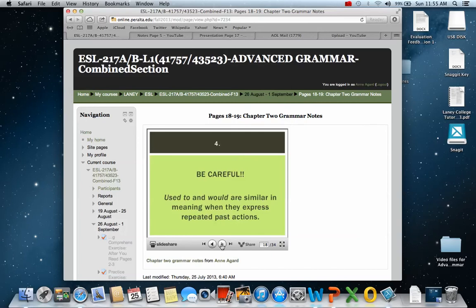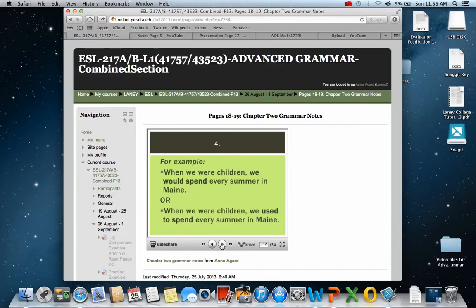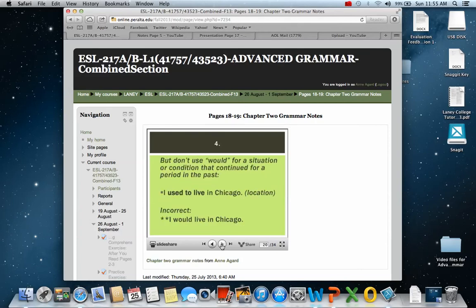Okay, and we've talked about this before in another teacher talk. You have to be careful that used to and would are similar in meaning when they express repeated past actions. So you can say, for example, when we were children, we would spend every summer in Maine, or when we were children, we used to spend every summer in Maine. Those two sentences mean the same thing, and they're both correct.